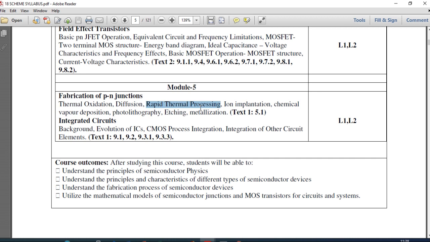because in rapid thermal processing we only need 100 degrees Celsius temperature with a particular furnace and lamps, which create a temperature of 100 degrees Celsius and perform oxidation. Whereas in chemical vapor deposition, we are going to discuss what process is used and how it is advanced compared with rapid thermal processing.